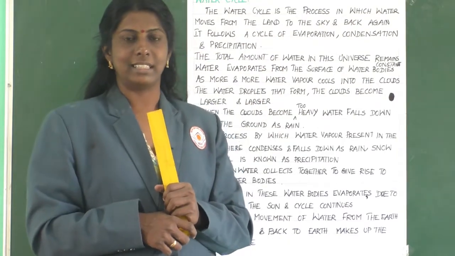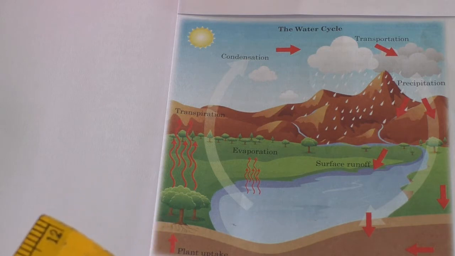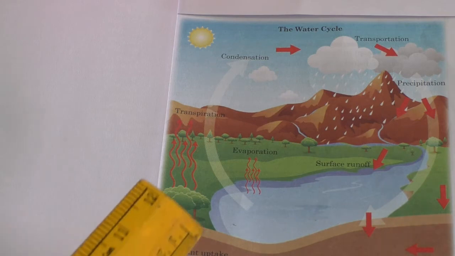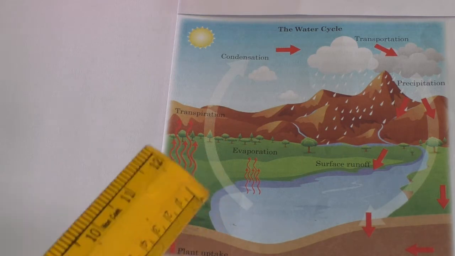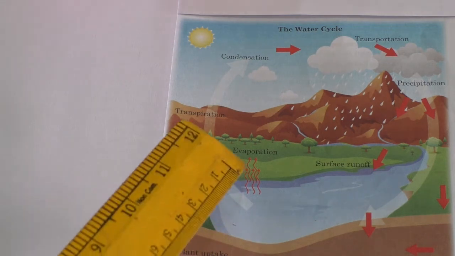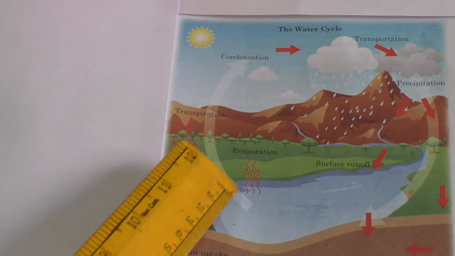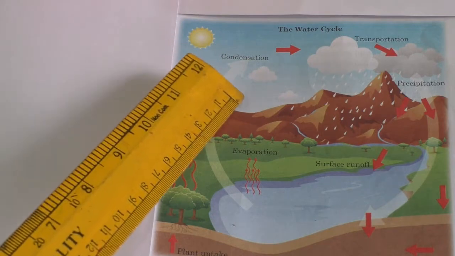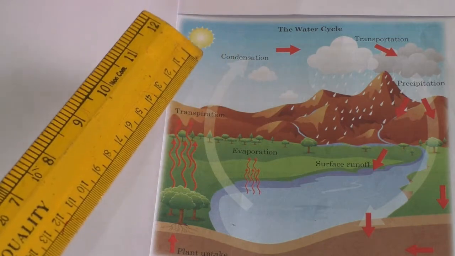Clear, children? Yes. Children, now you can see the picture of the water cycle. What is this? Water cycle. So here we can see the water body. All rivers, lakes and oceans are considered water bodies. Now from the water bodies, water is getting evaporated and it will reach the sky as clouds. Water will stay as clouds by the process of condensation.